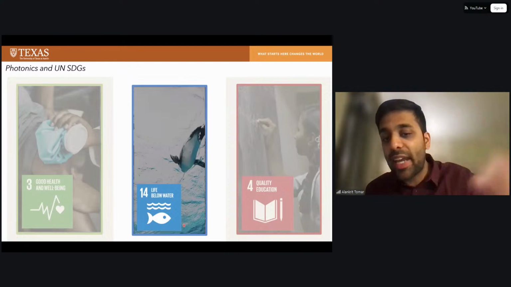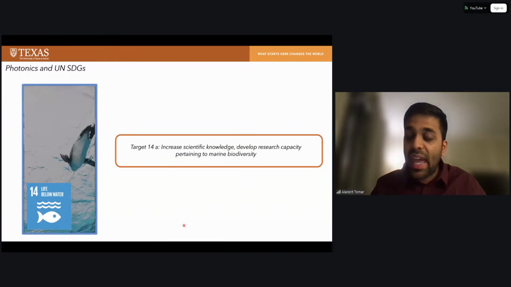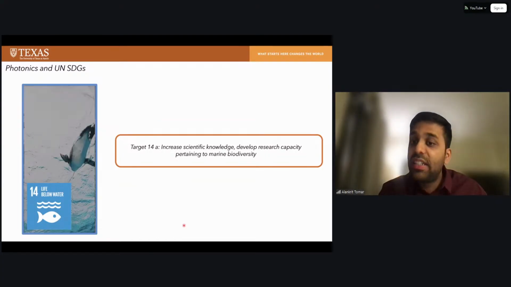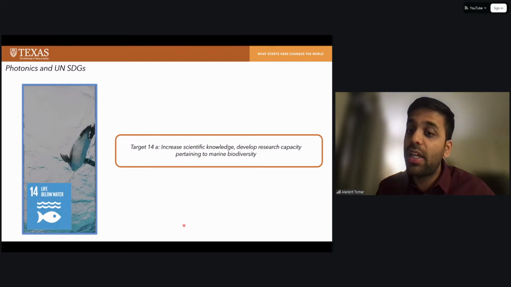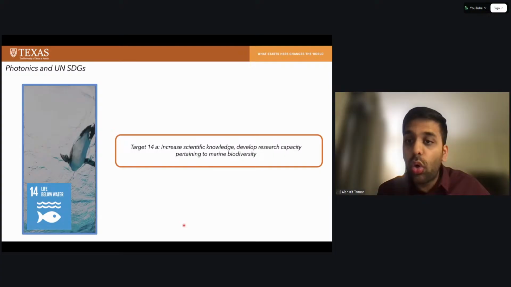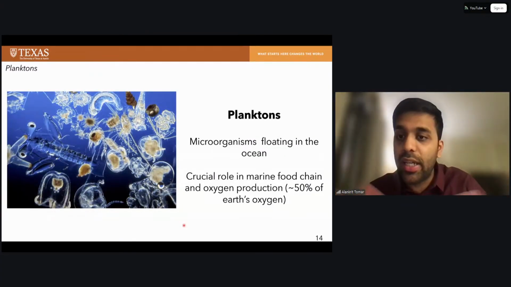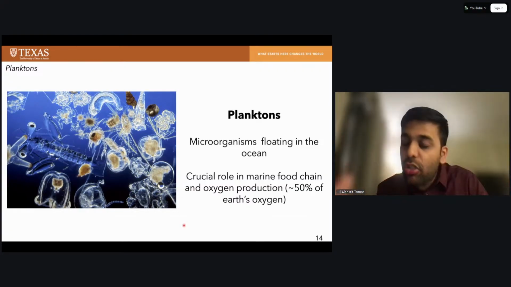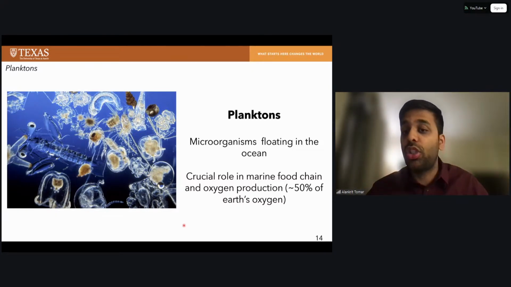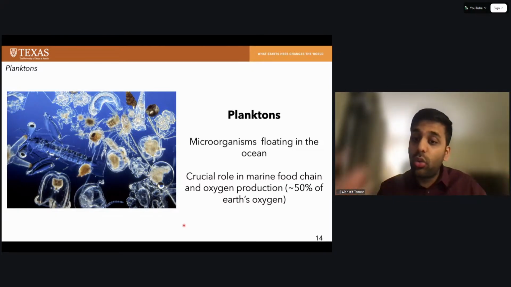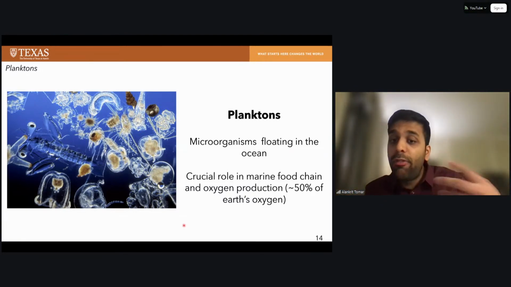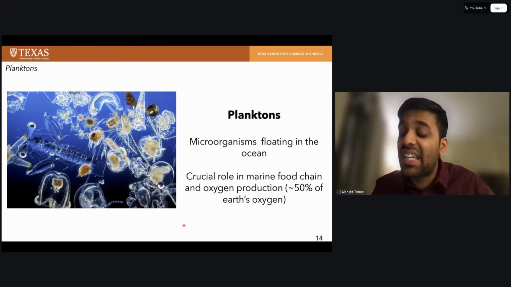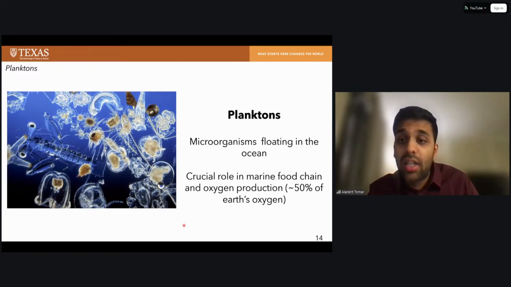With this, I come to the second part, which is life below water. And one of the targets under this SDG is to increase the scientific knowledge and develop research capacity pertaining to marine biodiversity. And at the core of this target is this organism called plankton. Planktons are essentially microorganisms that are floating in the ocean, and they play a crucial role in the marine food chain and oxygen production, to the extent that they create about 50% of Earth's oxygen.